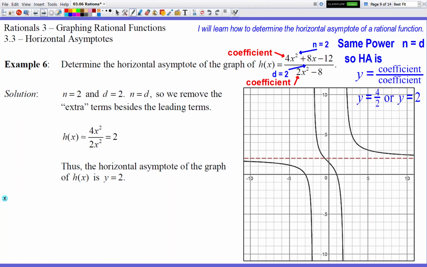Okay, so top power is 2, bottom power is 2. So this is a situation where we have same power, because 2 and 2 are the same number. So you grab your coefficients. The coefficient up top is a 4. The coefficient on the bottom is a 2, because that's your number in front of the x. So 4 divided by 2 is 2. So your horizontal asymptote is y equals 2. Okay?